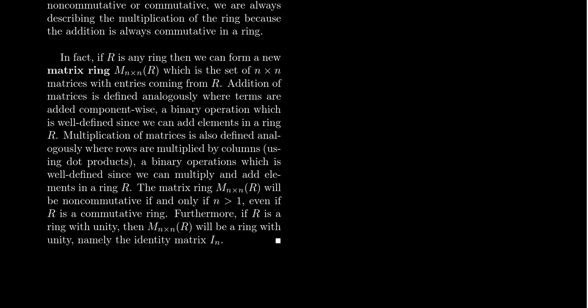The only thing we require for the ring is that the addition makes an abelian group, and that we also need multiplication to be associative and distributive. We don't need commutativity, we don't need identities. If you have a multiplicative unity, then so will the matrix ring. But commutativity will never be guaranteed when you have matrix rings.